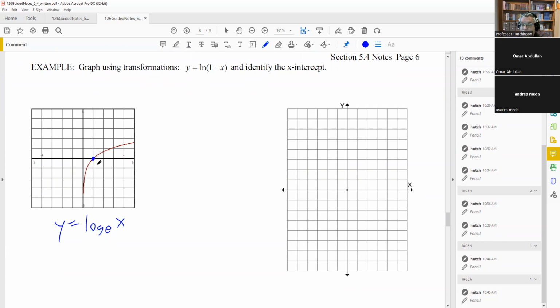Here are the key points it's going to go through. We have 1, 0. And then right here, this is e, comma 1. The letter e is about 2.7. So we have a point, it goes through 2.7, comma 1. That's the base of the log. And so that's the point it goes through. So e, comma 1 is the other key point that you have.